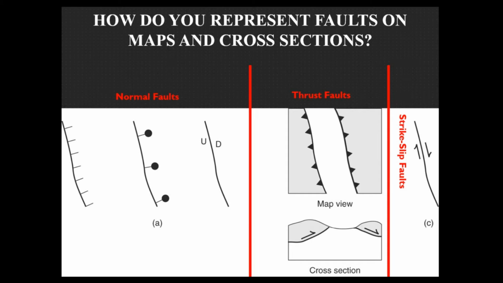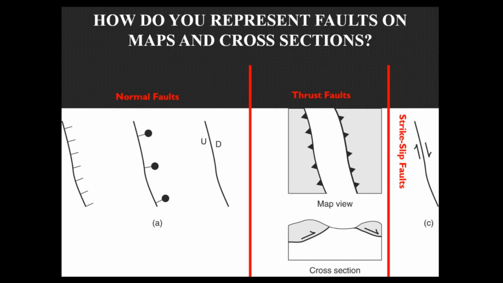So now we know how to talk about it. How do we draw it? Drawing 3D block diagrams takes practice and artistic skill and doesn't work on a map. It only works on a little 3D block that you draw. On a map, if we have a normal fault, we have a couple of choices. We can have the little bars with balls on the end, or we can just label it with a U and a D for up and down.